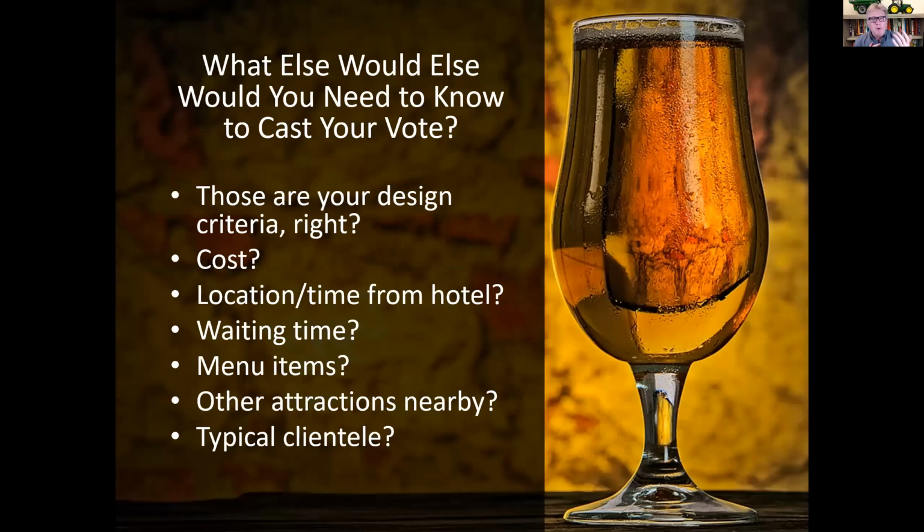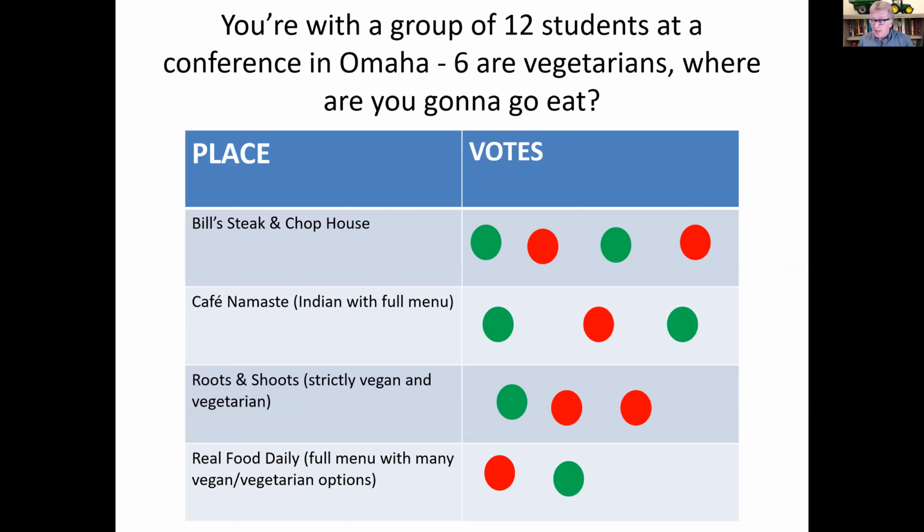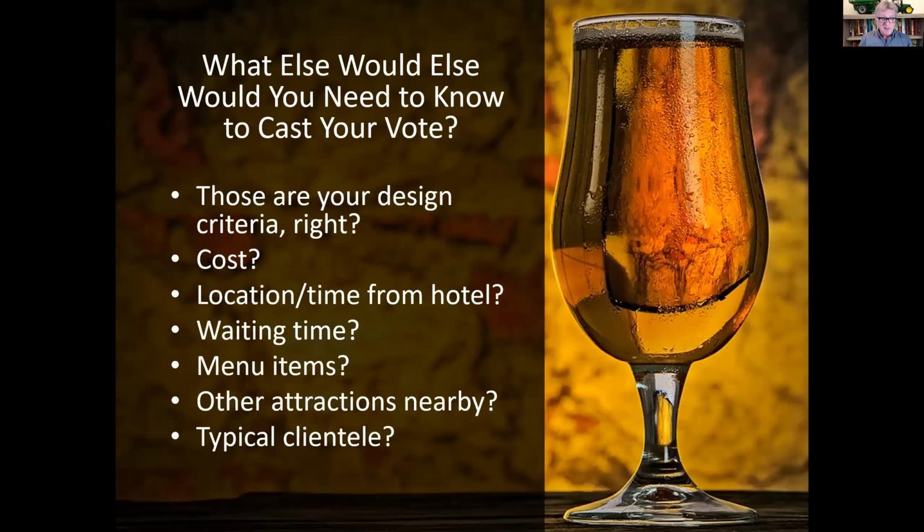There would be a whole bunch of other things that you need to know, right? So you might need to know, these are like your design criteria. Like, well, what about the cost? If I'm going to go back on this selection and I'm going to vote, I need to have a little bit more information, right? Like, I want to know, I'm on a budget. I'm an undergraduate student. I don't have a ton of money. So I need to know, what's the cost?